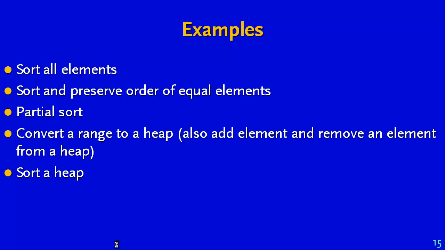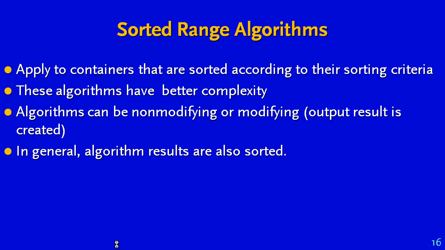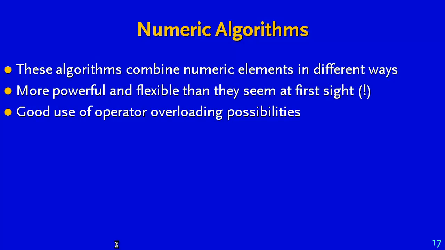A more advanced topic is converting a range to a heap. So we can actually create heaps, which is a data structure. We can sort a heap and so on. And finally we've got the sorted range algorithms. So you've got a number of data containers which are already sorted according to a certain criterion, so sets and maps, and these are much more efficient, but we don't want to discuss it in this particular case. The numeric algorithms, there's about 4 algorithms which are useful.